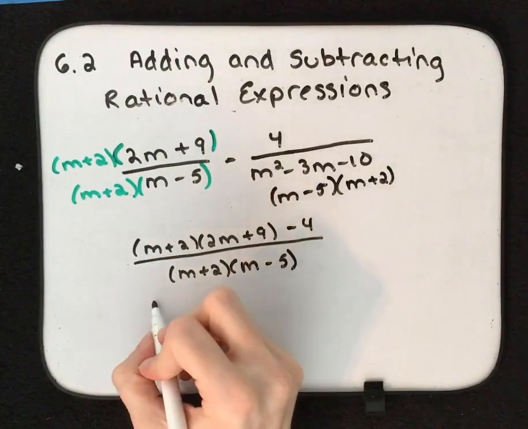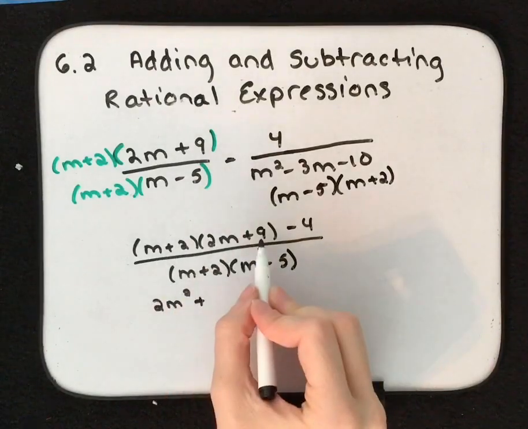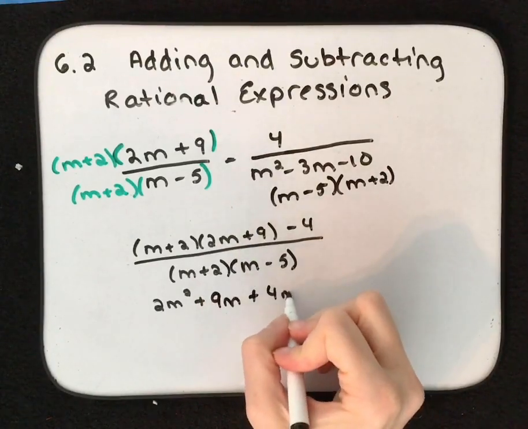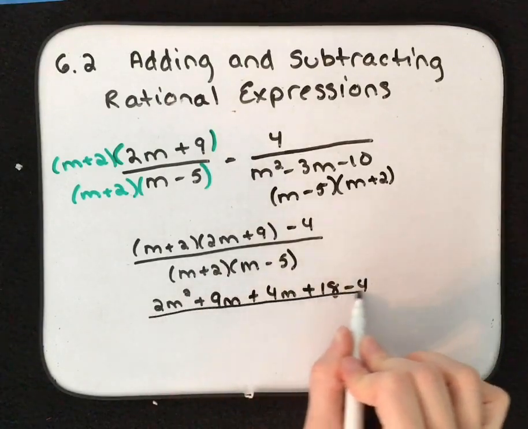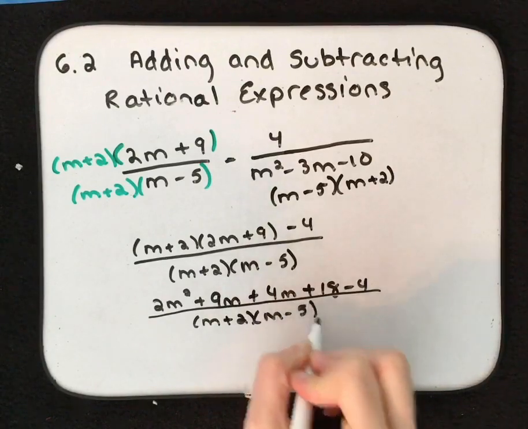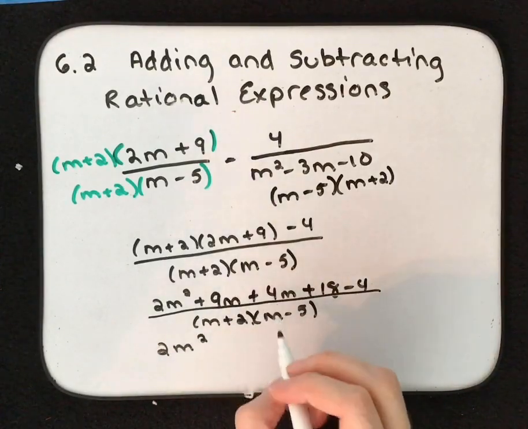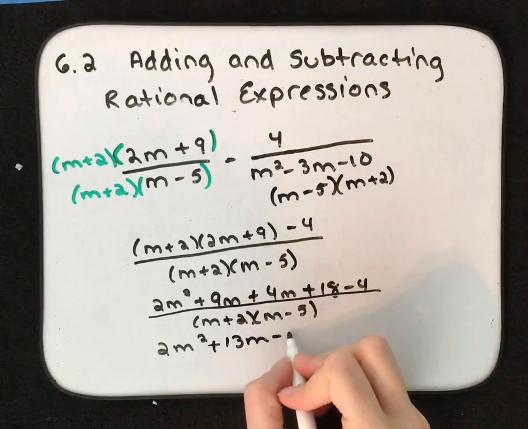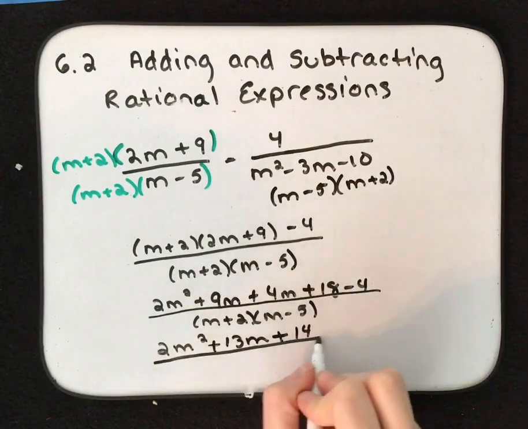If we FOIL, we get 2m squared plus m times 9 is 9m. 2 times 2m is 4m. 2 times 9 is 18. Now let's clean it up. 2m squared. 9 plus 4 is 13. 18 minus 4 is 14.